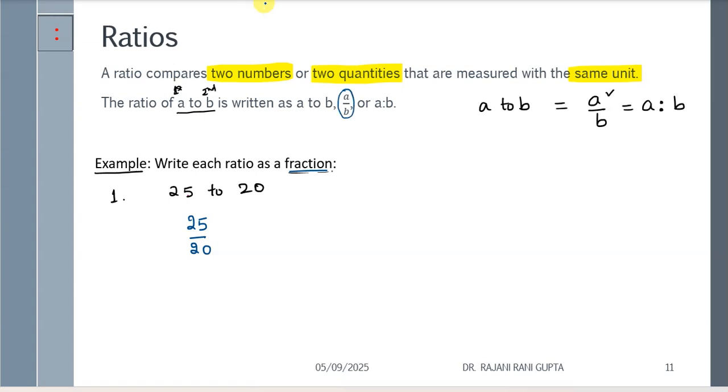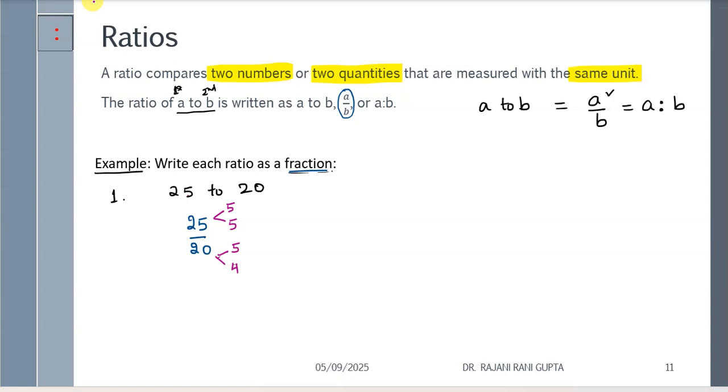Now, this is not the final answer. We need to simplify it. Simplify means if there is any term common in both numerator and denominator, we have to cancel. So for that, we need to factorize. So what are the factors of 25? Yes, we know that it's 5 and 5. Now we need to check, is it possible to make 20 as a factor of 5 times something? Yes, it is 5 times 4.